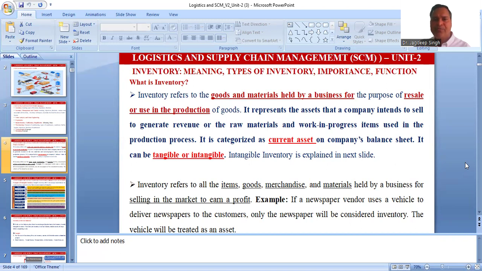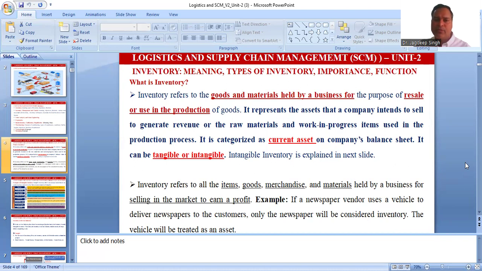Inventory refers to the goods and materials held by the business for purpose of resale or use in the production of goods. It represents the asset that a company intends to sell to generate revenue or the raw materials and work in progress items used in the production process. It is categorized as current asset on company's balance sheet. It can be intangible or tangible, right? Intangible inventory is explained in next slide.